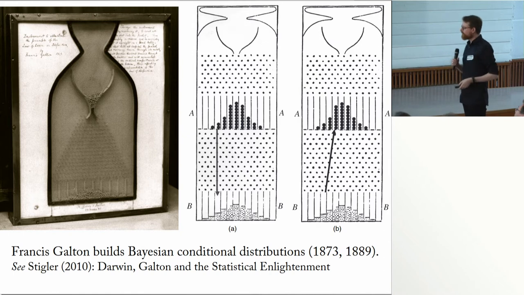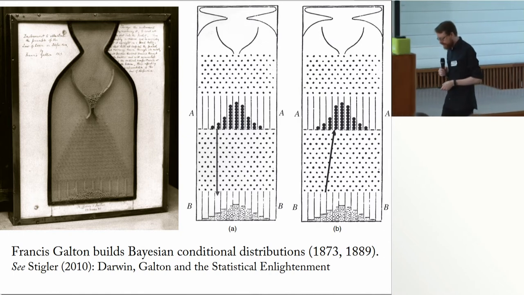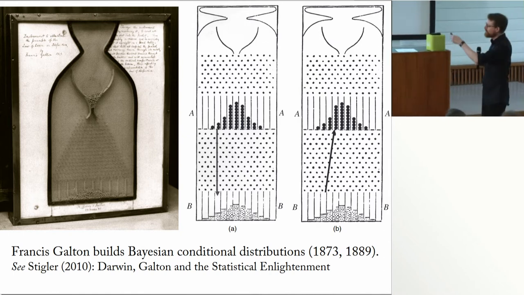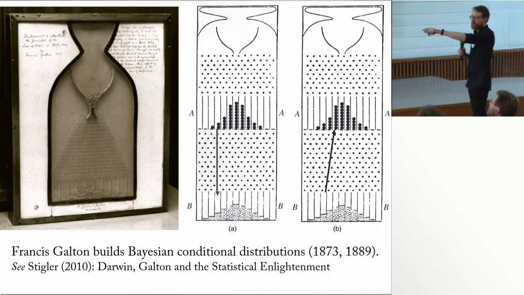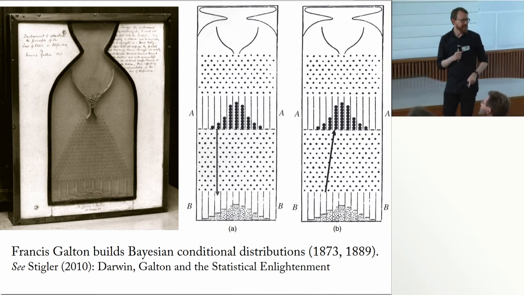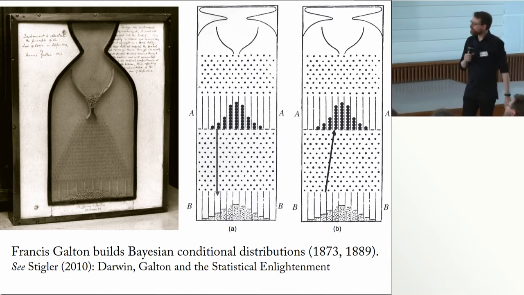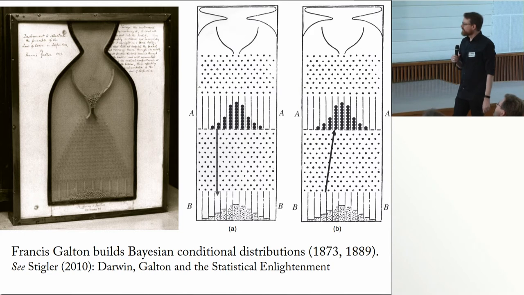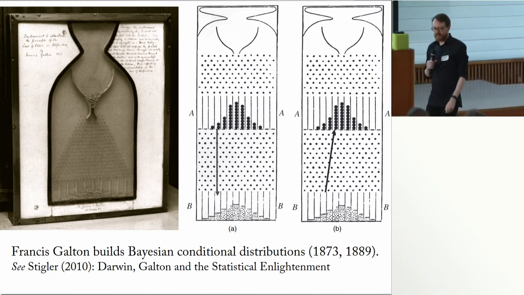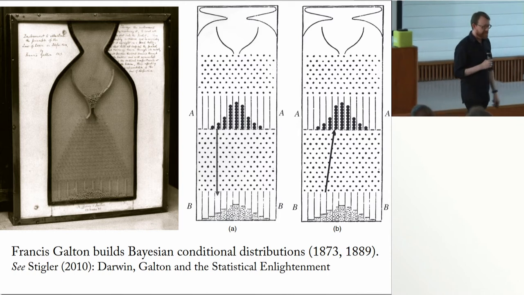Now, of course, Bayesian inference has a deep history in biology, in evolutionary biology. Francis Galton, I'm sure a lot of people here have read this fantastic essay by Stigler. If not, you should. It's great. It's a real easy read. And Francis Galton used Bayesian conditional distributions to understand human heredity. And there's a long history of this.